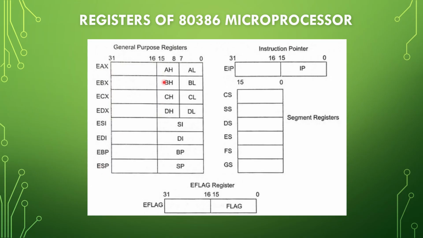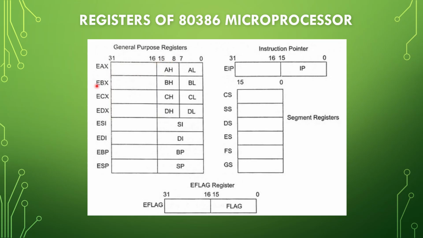Actually it is AX, BX, CX, DX, SI, DI, BP, and SP. What does AX stand for? It is nothing but the accumulator. Normally we know that the accumulator is a 16-bit register, subdivided into a lower part and an upper part. Lower part means bits 0 to 7, upper part means bits 8 to 15.